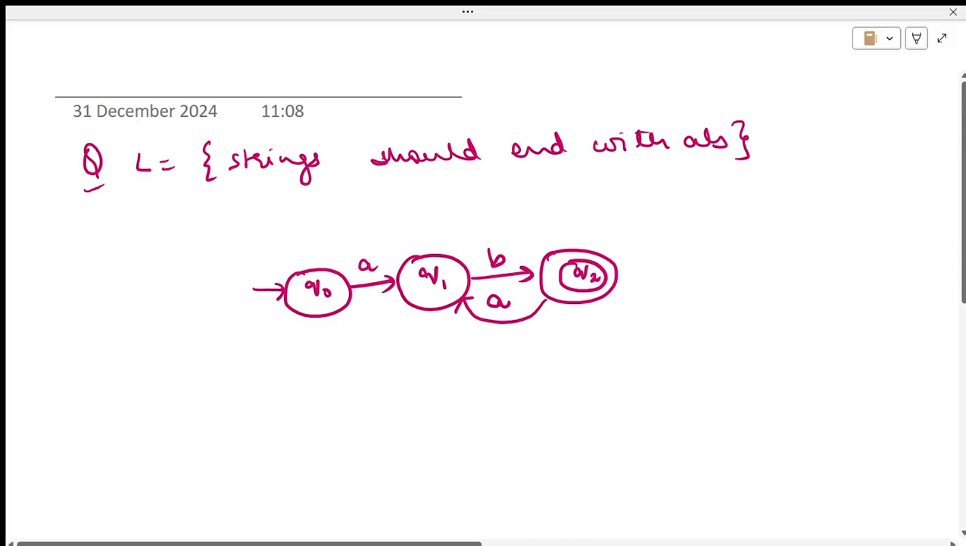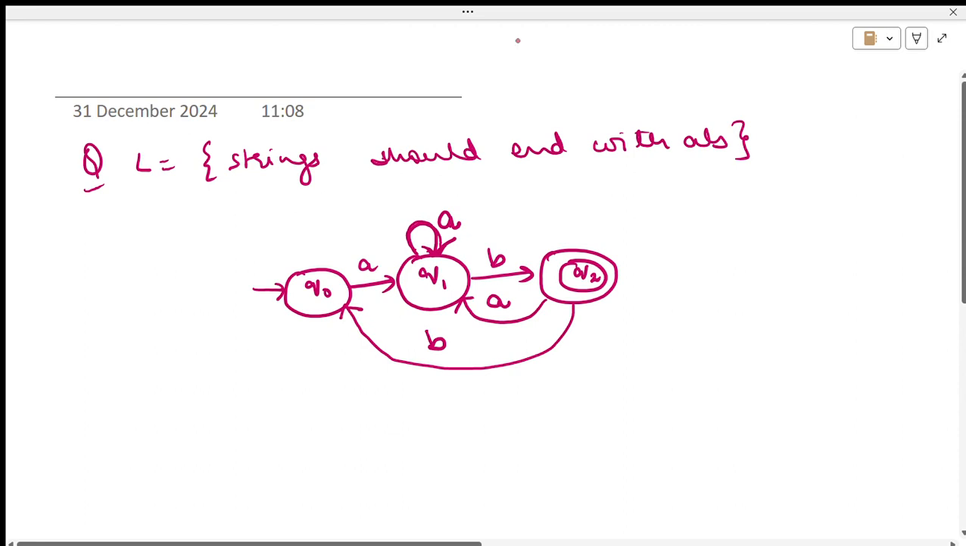And if Q1 sees an A, it should stay here only, as an A followed by any number of A's followed by a B, the string is ending with an AB only. And what will happen if we have seen B on Q2? If the string sees a B on Q2, it will go back to Q0 and restart everything again.